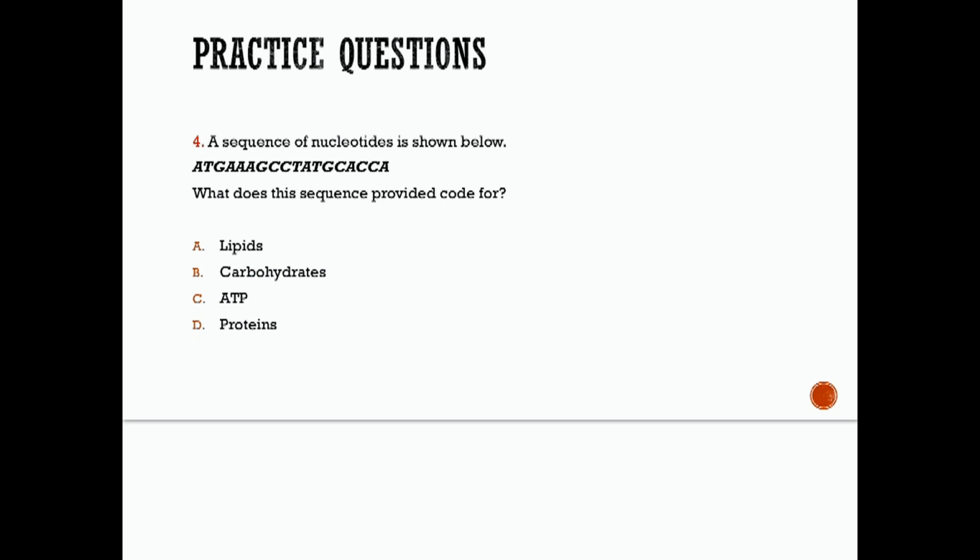Number 4, a sequence of nucleotides is shown below. What does this sequence provided code for? A, lipids, B, carbohydrates, C, ATP, or D, proteins? So pause this and think about it. A sequence of nucleotides in DNA ultimately codes for proteins, y'all. So D.